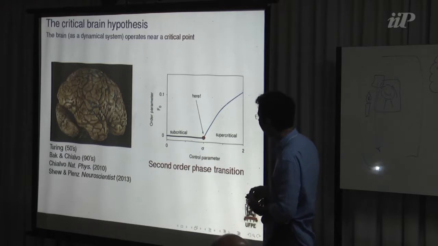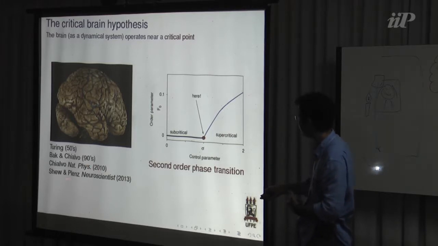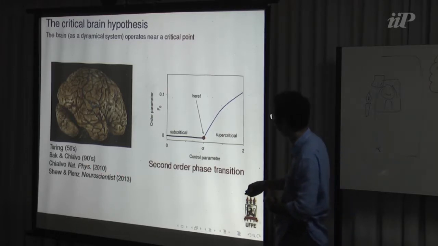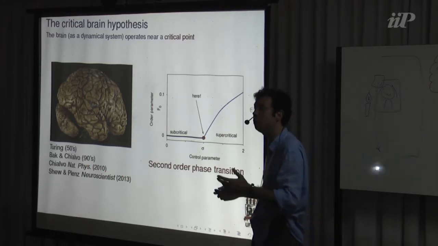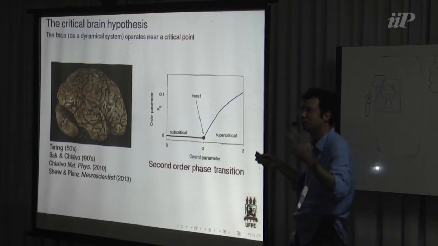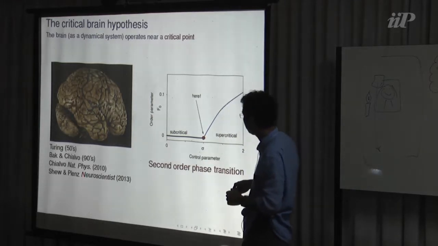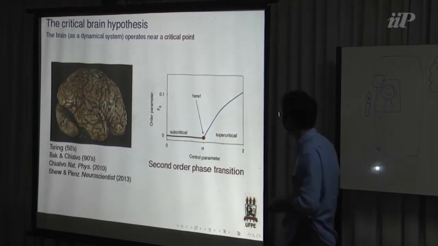And then there was Bak and Chialvo in the 90s, and these two papers here, Nature Physics 2010 and Xu and Plenz, Neuroscience 2013, are two recent review papers which go back to this history and try to tell you everything in detail. So if you want to know more about this field, those two papers are review papers.